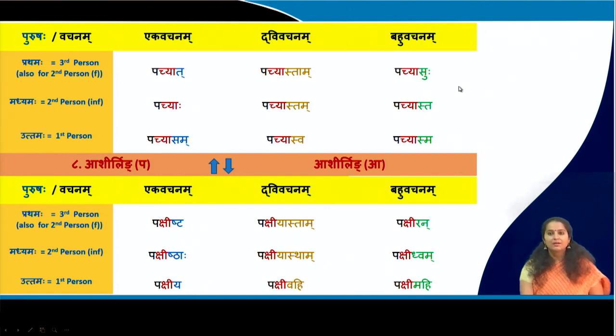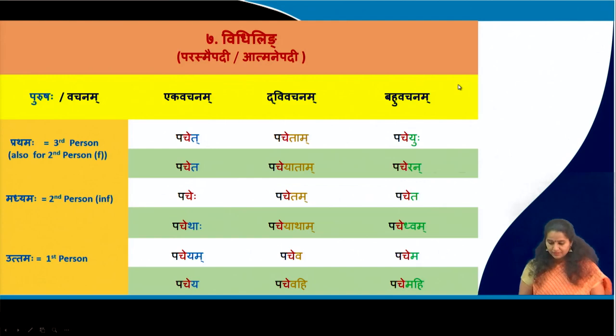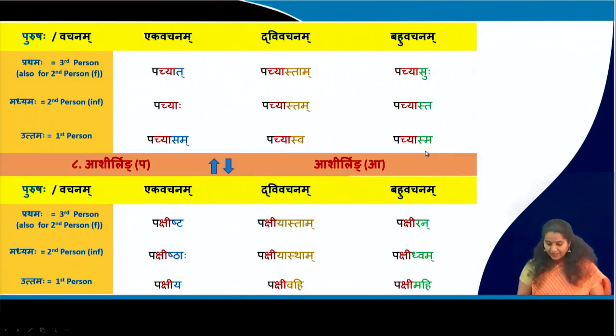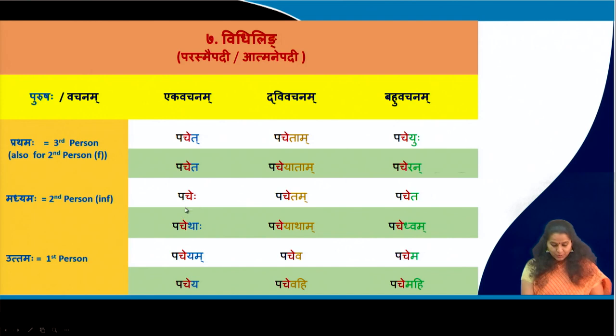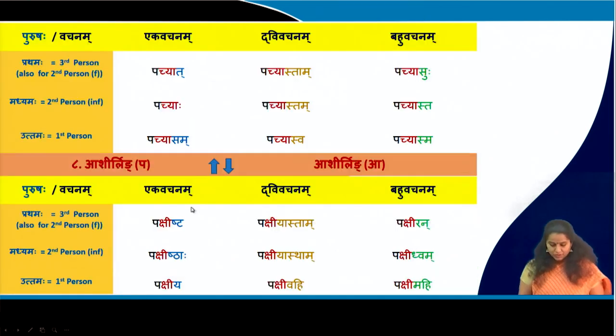pachyasuhu. And tatra asit. Let's look at the vidhiling atra. Sorry, atreva asti. Pachyuhu. And here you have pachyasuhu. Okay. Then pachyaha, what was it here? It was pachehe. So the che is replaced by the chyaha in the ashirling. Pachyaha, pachyastam, pachyasta, pachyasam, pachyasva, pachyasma.